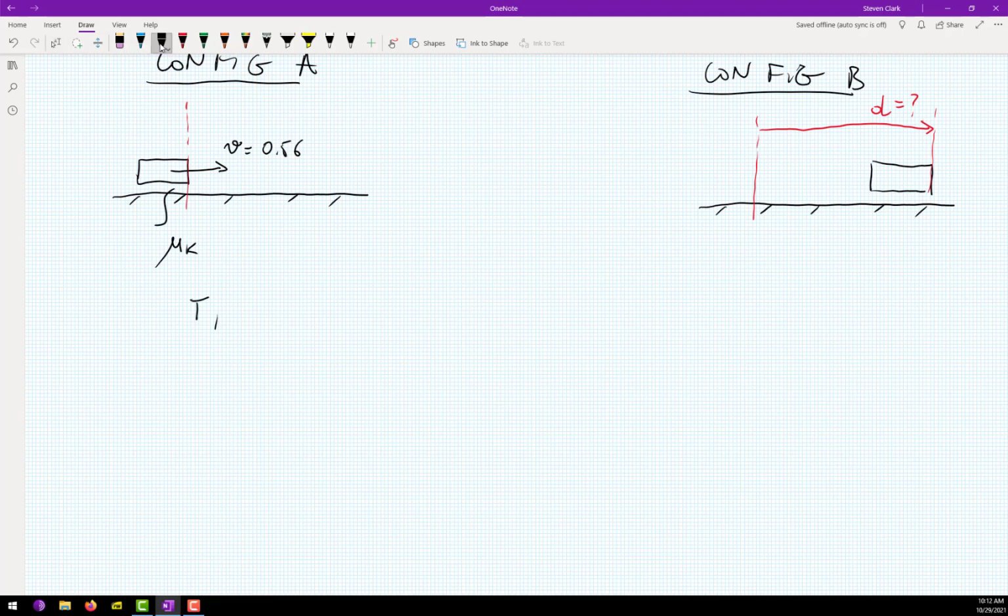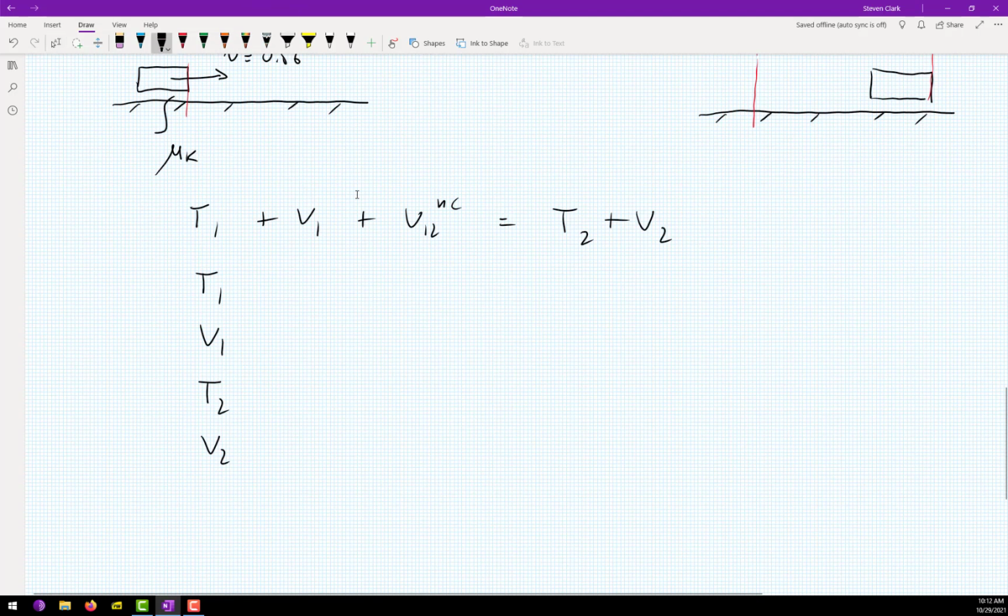Okay, T1 plus V1 plus U12 non-conservative is equal to T2 plus V2. T1, V1, T2, V2, U12 non-conservative. And by the way, the final velocity is 0. I'm not going to ask you for help here because everybody knows how to solve it.